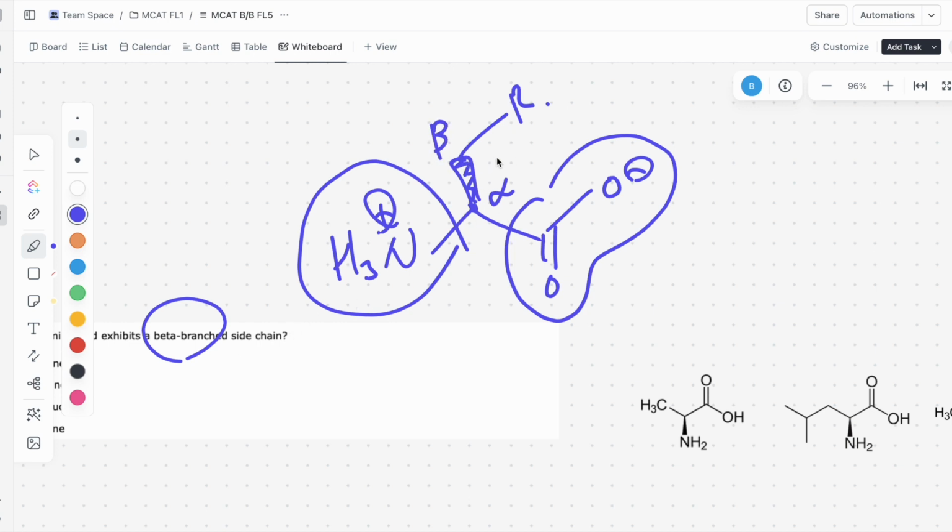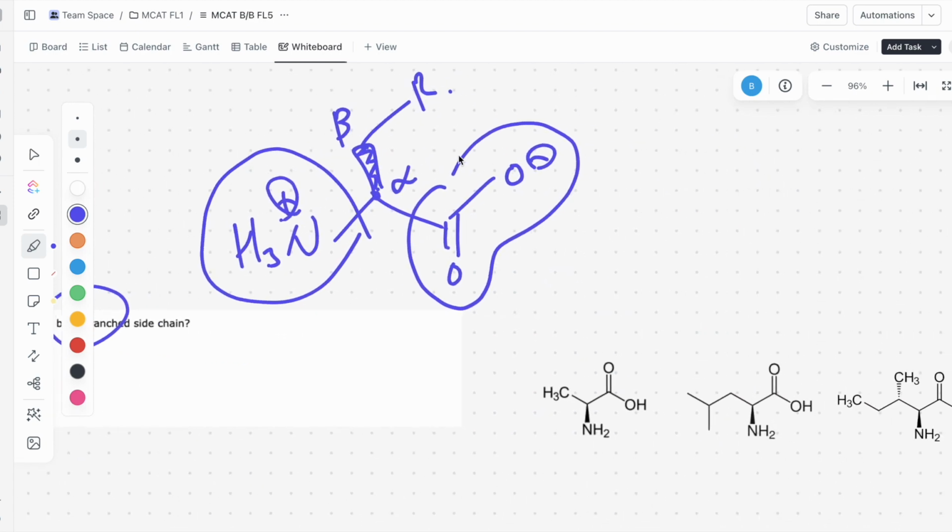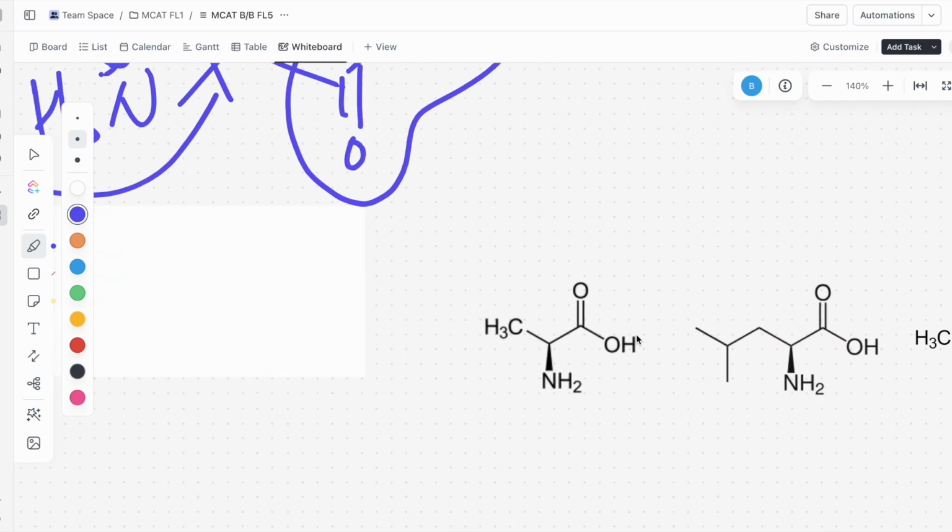So when it says beta branched, it means it has to be branched at the beta carbon. The first answer choice is alanine, and because I'm lazy, I've already copied and pasted all the amino acids here. Remember the amino acid structures, the names, the abbreviations, all of that, super important on the exam. We see the amine group, the carboxylic acid group. This is the alpha, and this is the beta. You'll notice there's no branching here, so it can't be alanine.